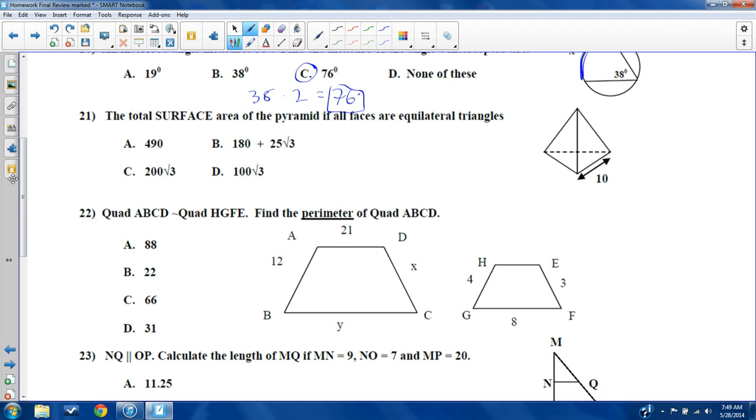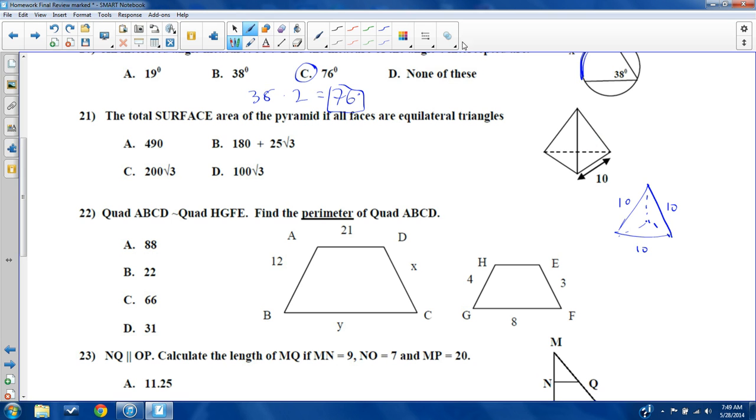The total surface area of the pyramid if all faces are equilateral triangles. Okay, this one's tough to see, but if you can kind of see this right here, this is a pyramid. Here's a triangle, and in the back there's a triangle. Now all the triangles are equilateral, so that means not only is this 10, but this guy up here is 10. This is not the height of anything. This is looking at it from a different perspective. Here's the front, and then here could be the back right here, where these are all 10.